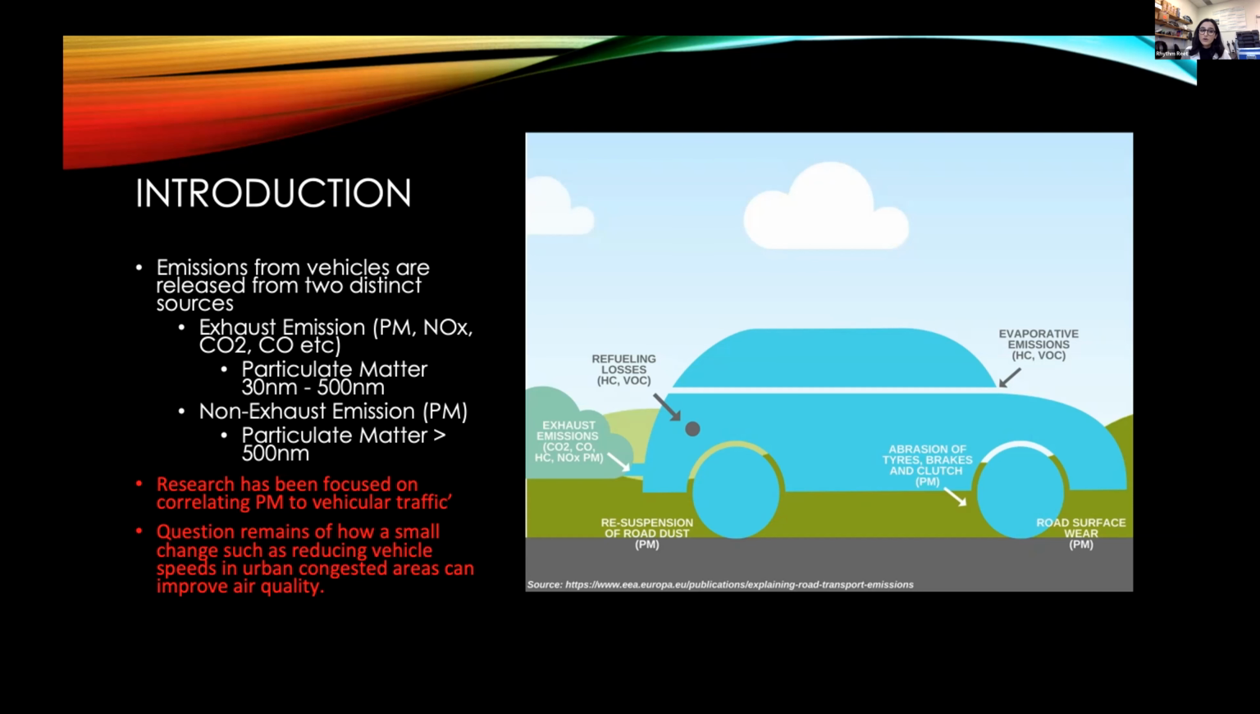Preliminary studies have focused mainly on correlating particulate matter to vehicular traffic. They've also worked a little bit on how changing traffic patterns, such as higher congestion, can lead to higher non-exhaust emissions. What we're questioning is if we make small changes, such as reducing vehicle speeds in urban and congested areas, allowing for more free-flowing traffic, how that can improve air quality.